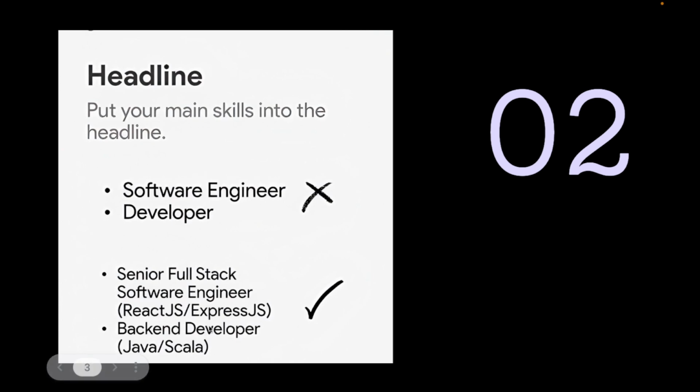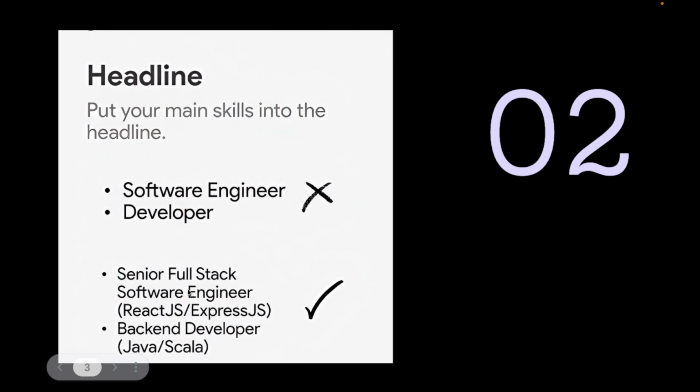Or you can say I'm a backend engineer. These are the tools I use: Java, Scala. These are the tools you use for backend. List the major tools, not necessarily all the tools or skills you have in this field, but the major tools you are very good at should be listed on your headline. You understand? So that is that for the second slide.